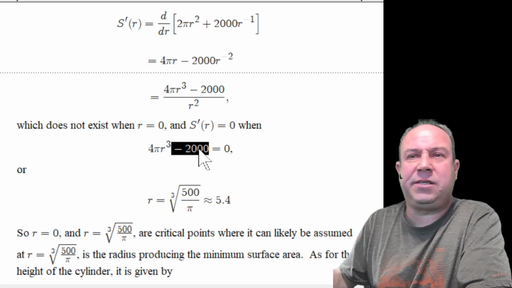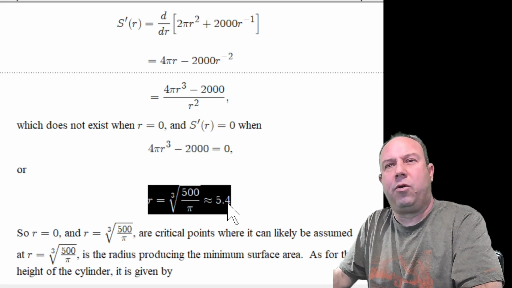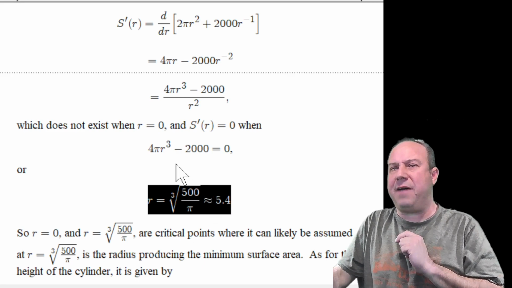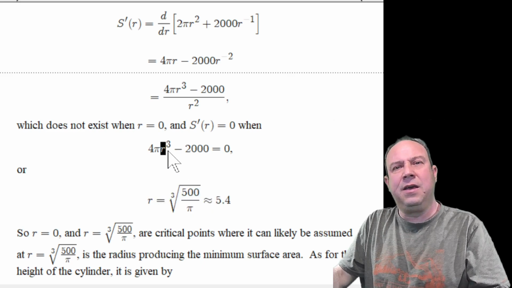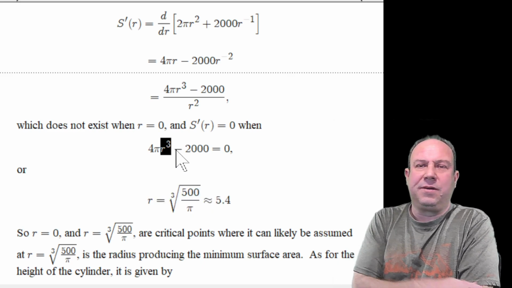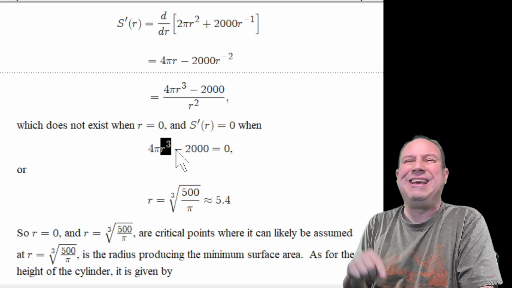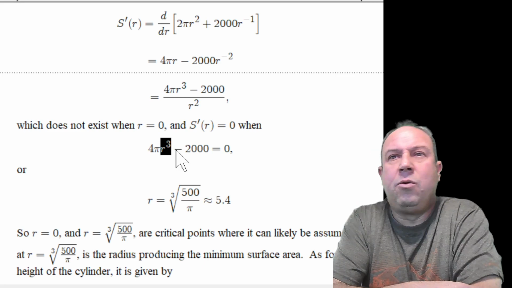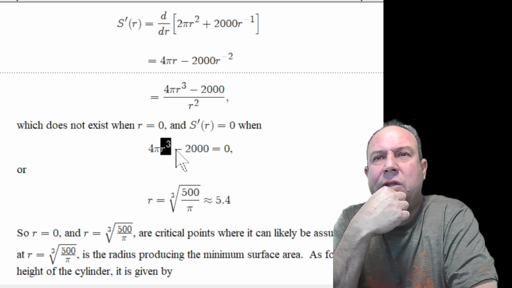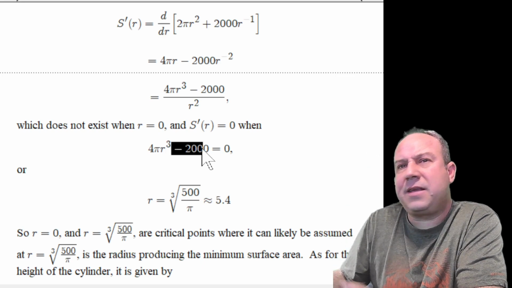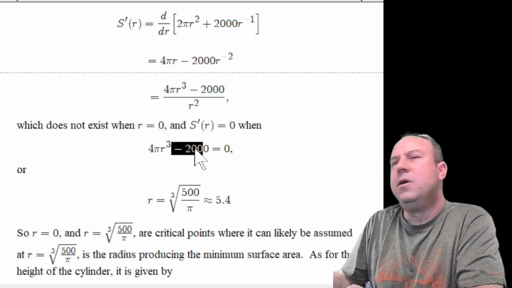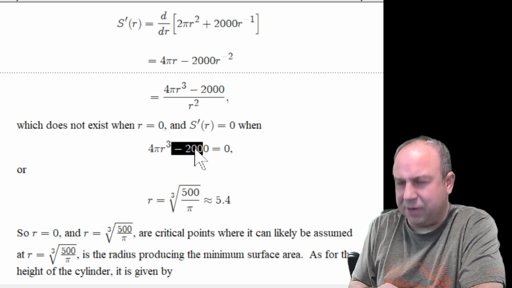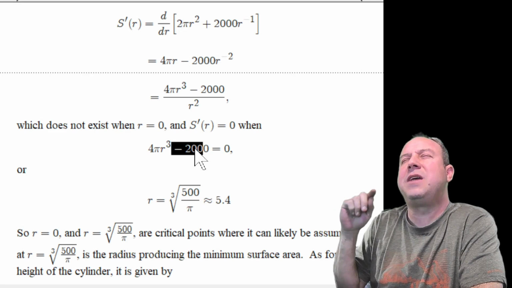We would be increasing before this value at 5.4. Right. So we're increasing before it. What about after it? What if I pick a large number like 10? Well, I know 10 cubed is 10 times 10 is 100 times another 10 is 1,000. And if I take that times 4 pi, I have 4,000 pi, which is a little over 12,000, 13,000, somewhere in there. Where if I subtract 2,000 from that, that's still going to leave me at a positive value. So that's going to leave me with a positive value, so that means I'm increasing after this location.